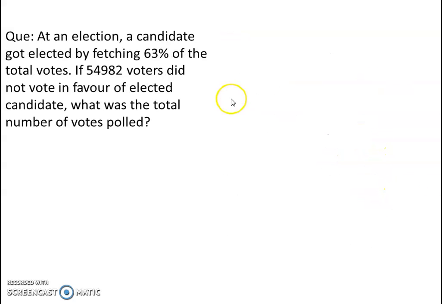Now the next question is, at an election, a candidate got elected by fetching 63% of the total votes. If 54,982 voters did not vote in favor of the elected candidate, what was the total number of votes polled? So here, a candidate was elected by fetching 63% of total votes, that means 63% of voters are in favor of the candidate, and 54,982 voters did not vote in favor of the elected candidate.